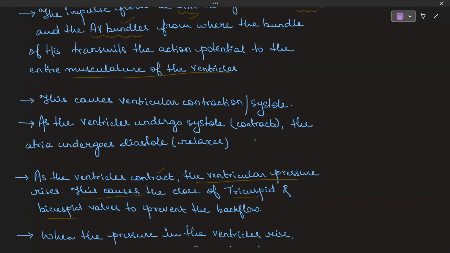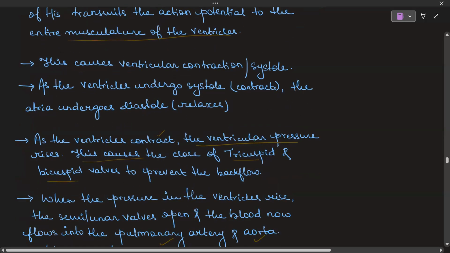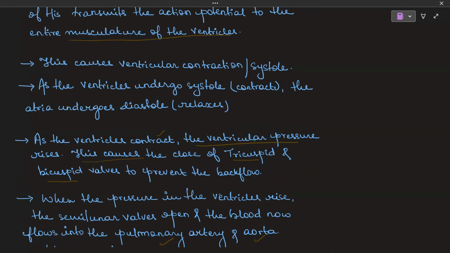Now as the ventricles undergo systole, meaning they contract, the atria undergo diastole. See, two chambers like the atria and the ventricles cannot contract together. One has to contract, the other will relax, and vice versa. So now, as the ventricles contract, the ventricular pressure would increase. Because of this, the tricuspid and the bicuspid or mitral valves will close. Why? Because the backflow should be prevented, meaning the blood from the ventricles must not go into the auricles.